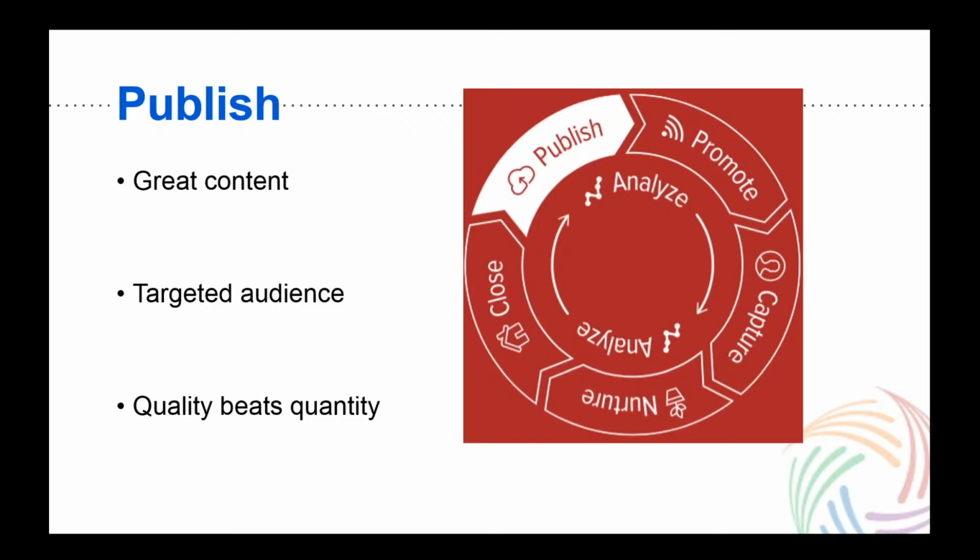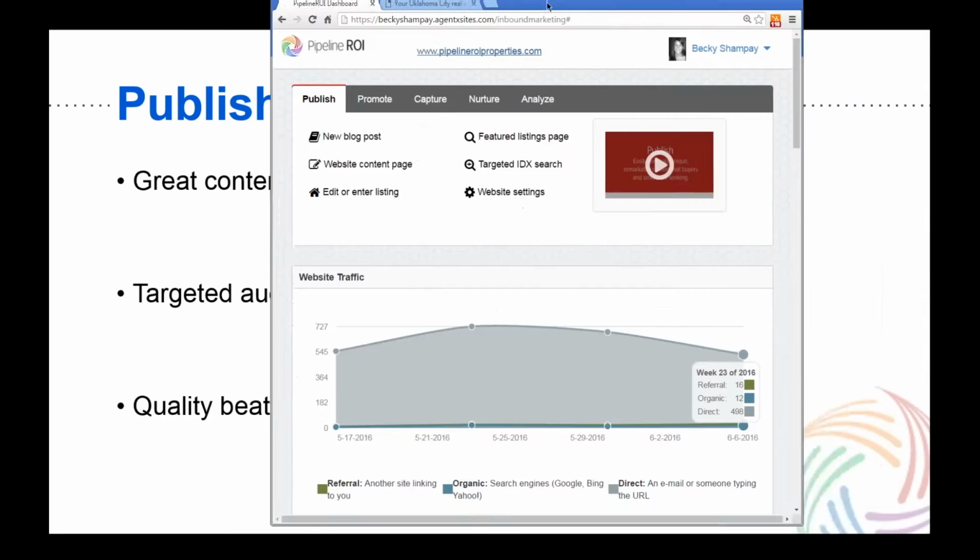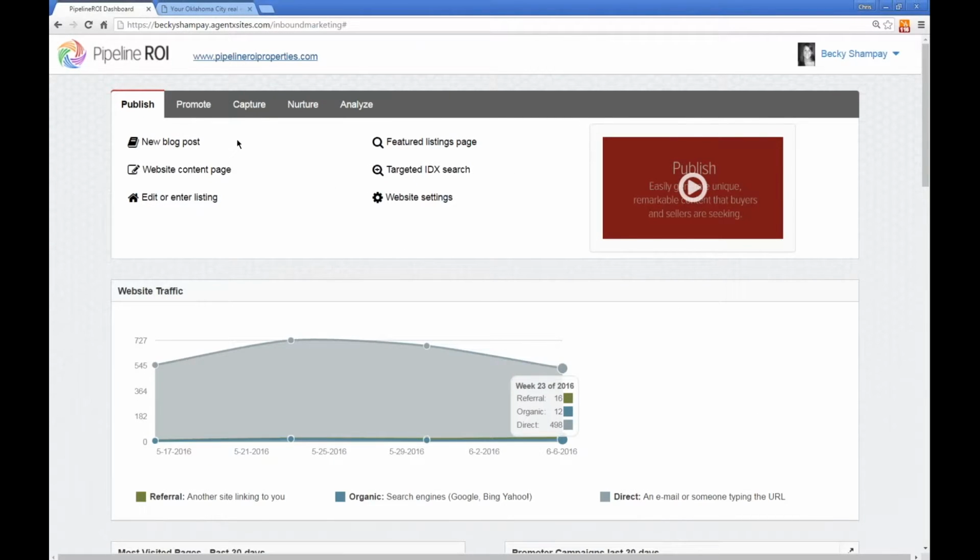So I'm going to go ahead and pull up our inbound marketing dashboard over here and show you the first tab, which is the Publish tab. This is organized exactly like that circle is. The first tab, Publish. I'm going to really focus on two main things here, which is new blog posts and website content page.